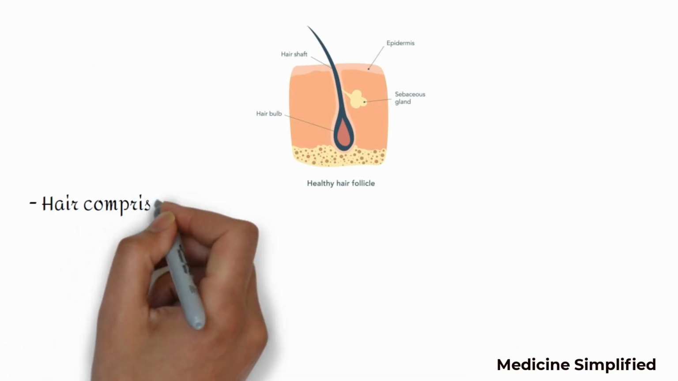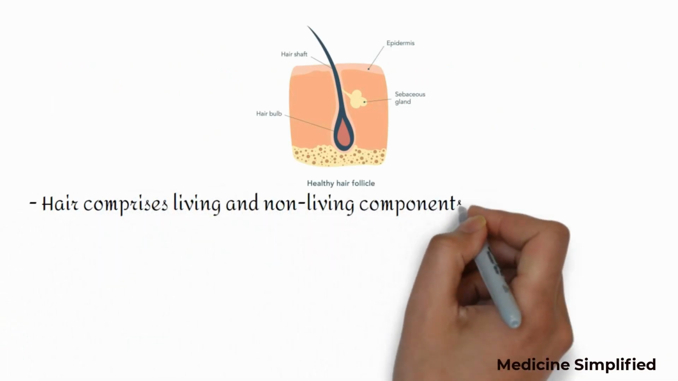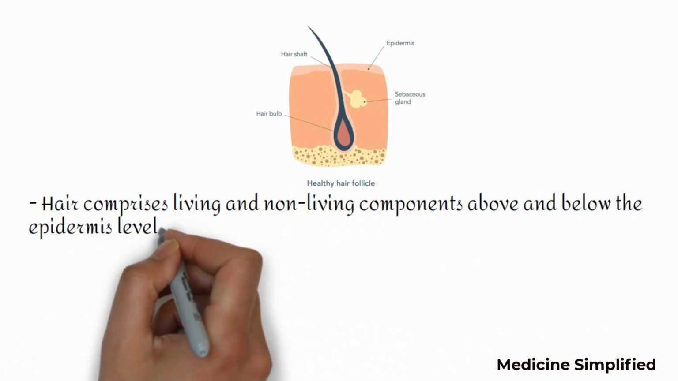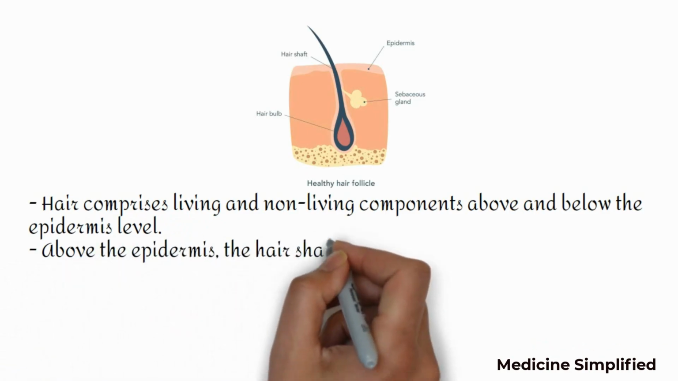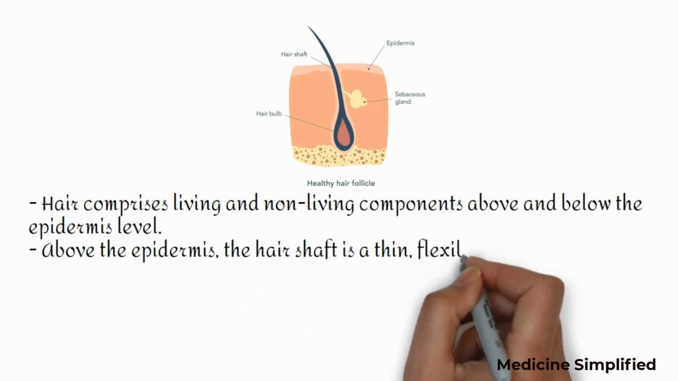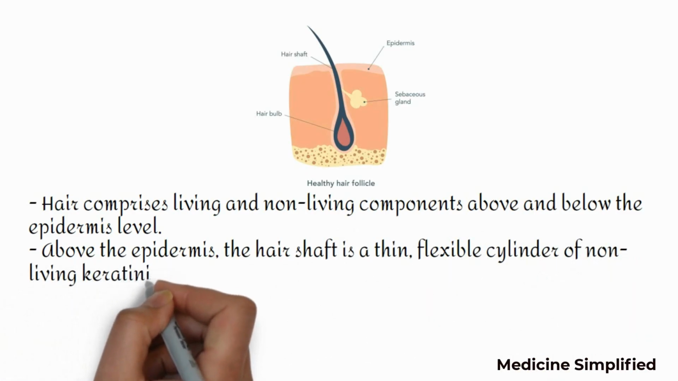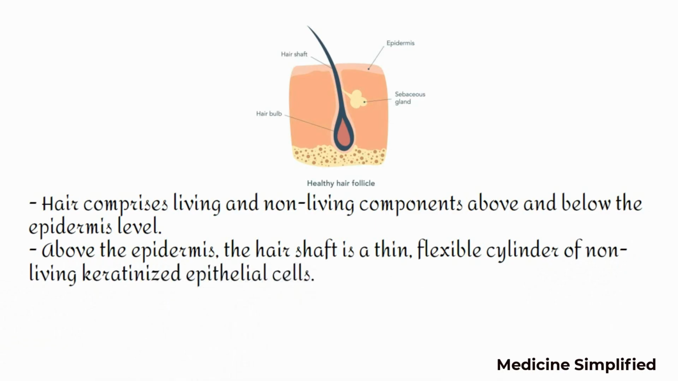Hair comprises living and non-living components above and below the epidermis level. So there will be two levels, one above the epidermis and another below the epidermis, and each also comprises living and non-living components. Above the epidermis, the hair shaft is a thin, flexible cylinder of non-living keratinized epithelial cells. So above the epidermis, we will have non-living keratinized epithelial cells which are thin in shape.